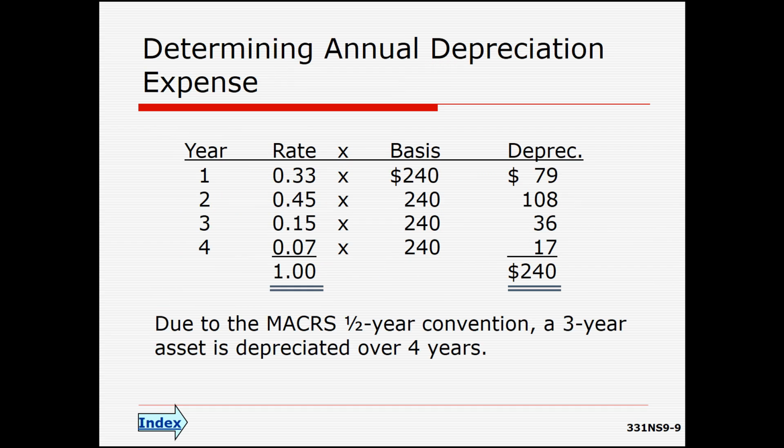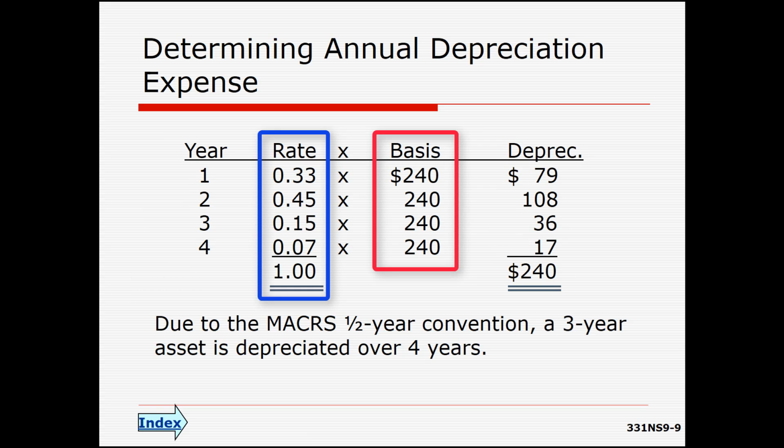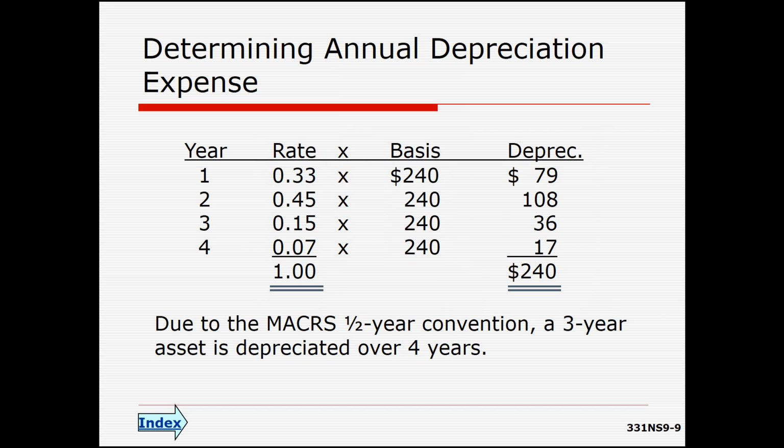First, let's find the depreciation values to be expensed each year. The rate percentages are defined by the IRS and are applied to the depreciable basis of $240,000. The values in the depreciation column are the annual dollars expensed as depreciation using the Modified Accelerated Cost Recovery System method for a 3-year class asset.